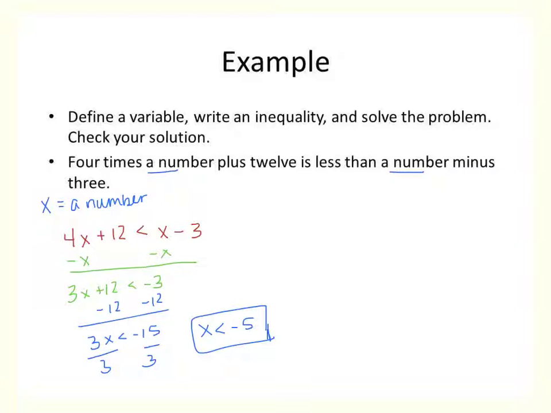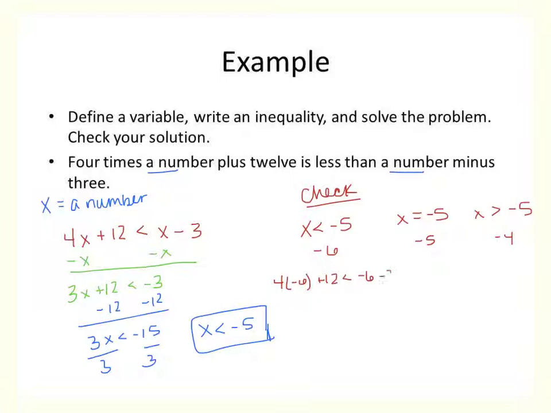It does say to check, so just to kind of get that started, remember your 3 cases. You're going to check a number less than negative 5, a number equal to negative 5, and a number greater than negative 5. So let's say we check negative 6, negative 5, and negative 4. Remember, you are checking in the original inequality, which now has something on both sides, and you need to work this completely out.